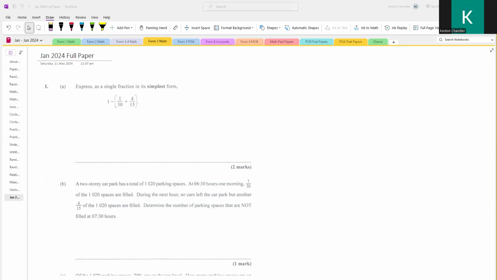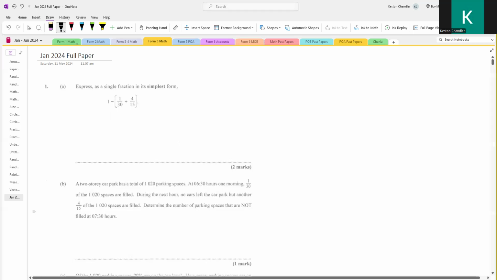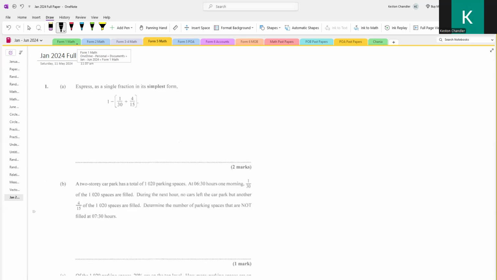All right, so first question. Express as a single fraction in its simplest form: 1 minus 1 over 30 plus 4 over 15. To begin with, we could do this on our calculator, but pay attention to the instructions. Sometimes they would say using a calculator. They did not state this in this question, so I am going to go the route of working this out. Now, I like to use equivalent fractions.